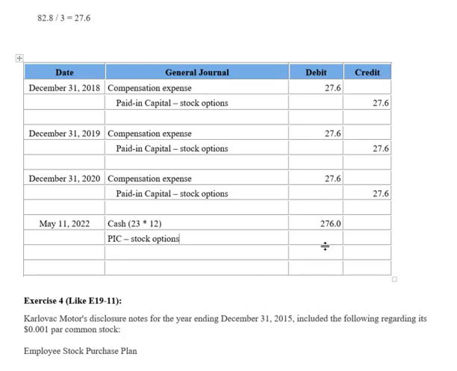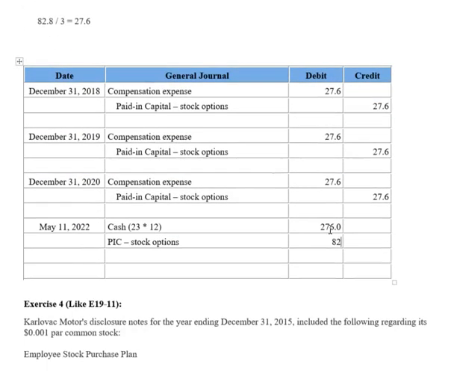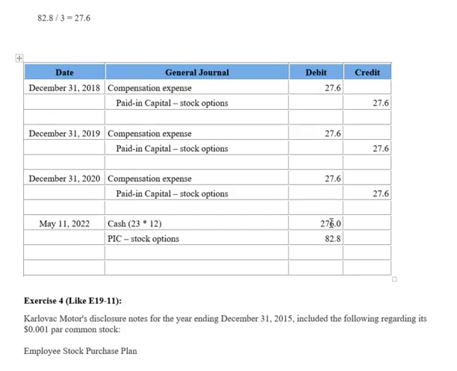So if we do PIC for our stock options, how much went into there? Well, 3 years at 27, so that total comp I think was 82.8. There we go. So that's the amount of total investor pay in. So our employees paid us in cash 276, plus they earned 82.8 in compensation. So that needs to come out.